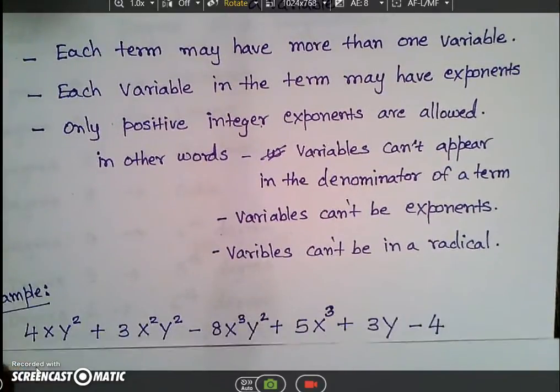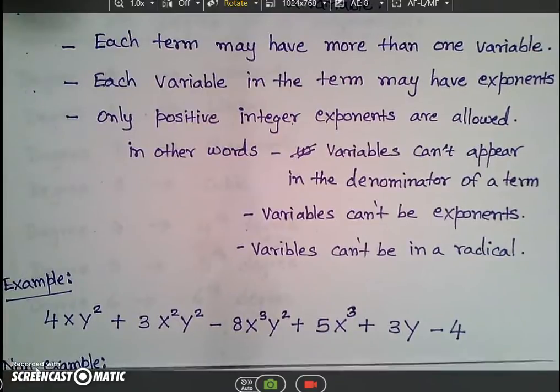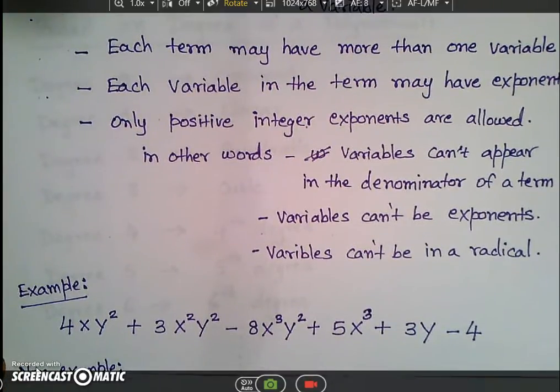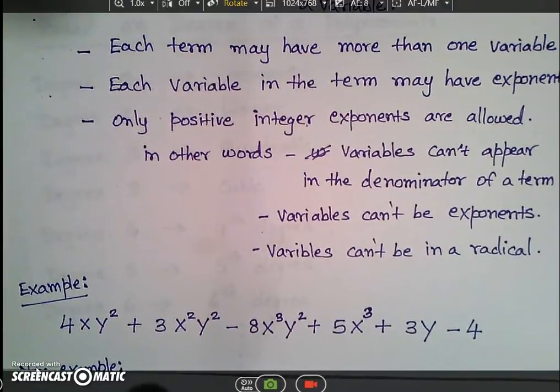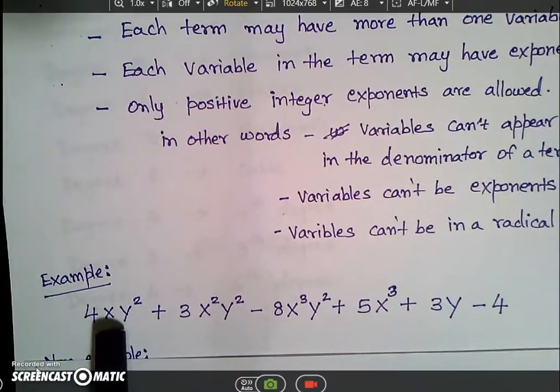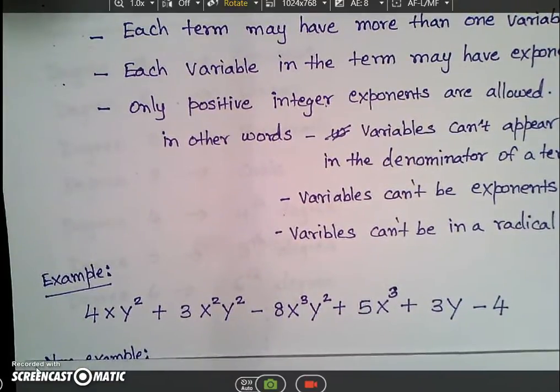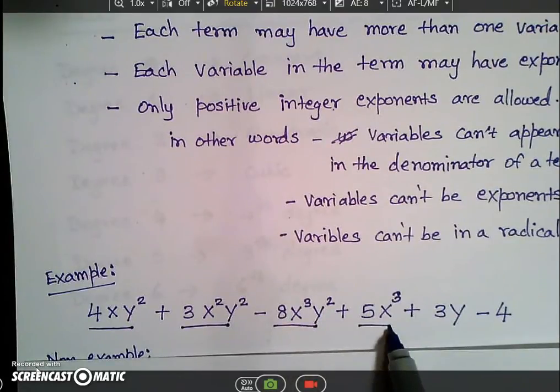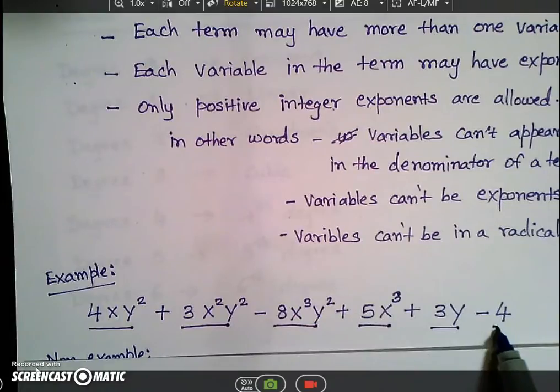Alright, so if we have to write an example of a polynomial, you can see that it's just an algebraic expression. It has many terms. And just like you figure out your terms in your algebraic expression, the terms are separated by the plus sign or the minus sign. So if I have to look at this polynomial, I have term number 1, I have term number 2, term number 3, term number 4, term number 5, and term number 6. So this is a polynomial that has 6 terms.